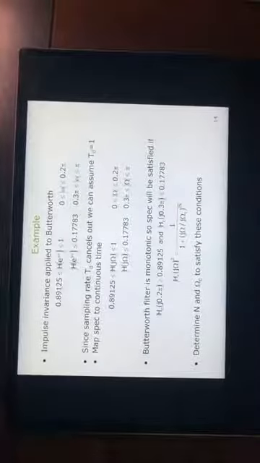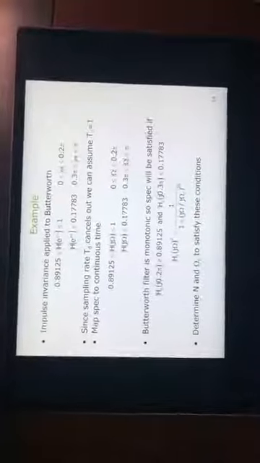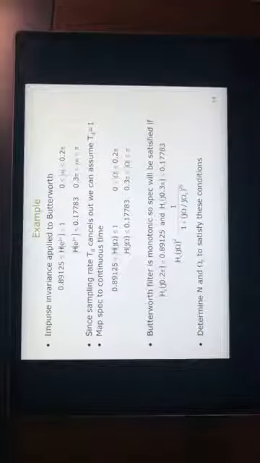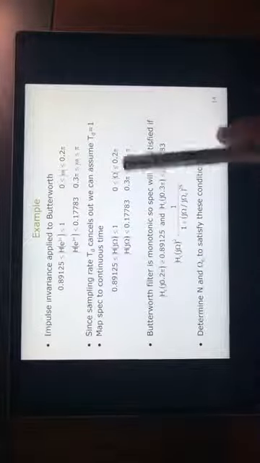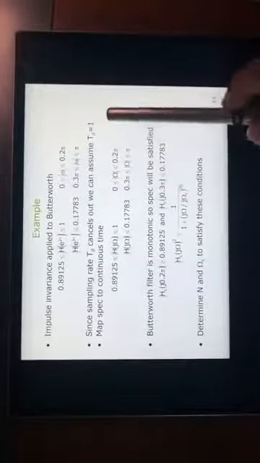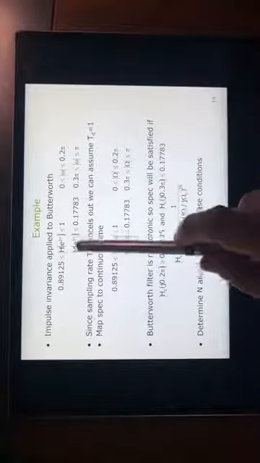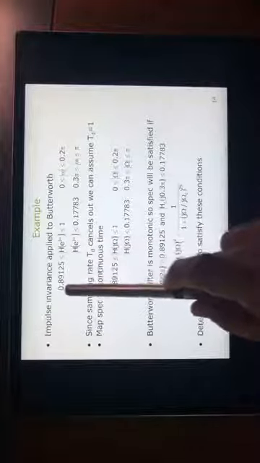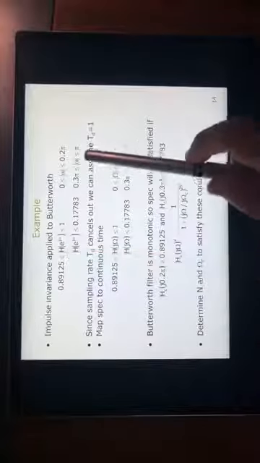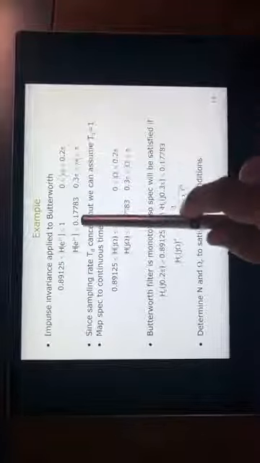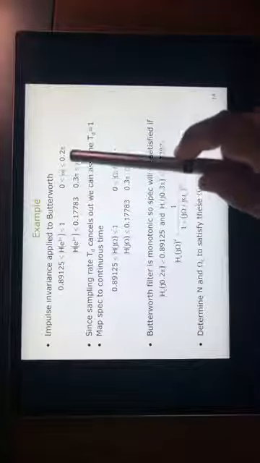So let me show you the same example solved here. This is how it is given: from 0 to 0.2 pi, your frequency response is till 0.89125. And then from 0.3 pi to pi, it drops down to 0.17783.